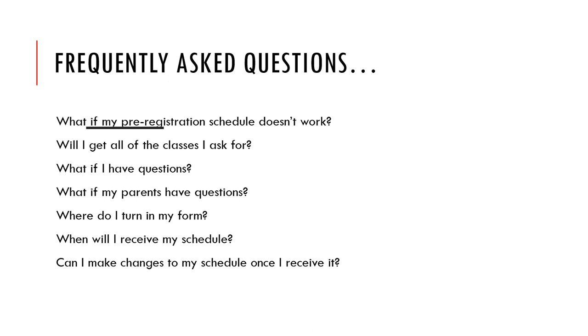Registration forms need to be turned into the main high school office at 8:10 a.m. on Tuesday, the 22nd, because that is the day we'll start scheduling. Students will receive a copy of their schedule in late July or early August. If there's an error on your schedule, schedule change forms will be included in the schedules you receive.